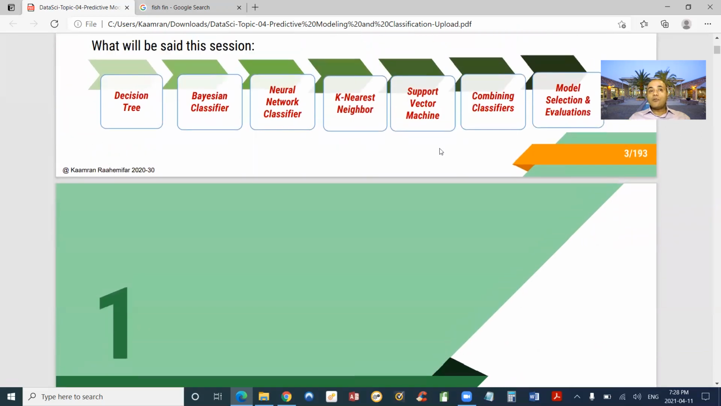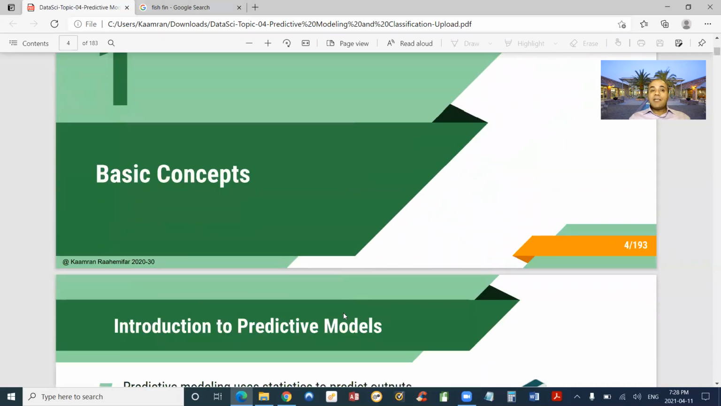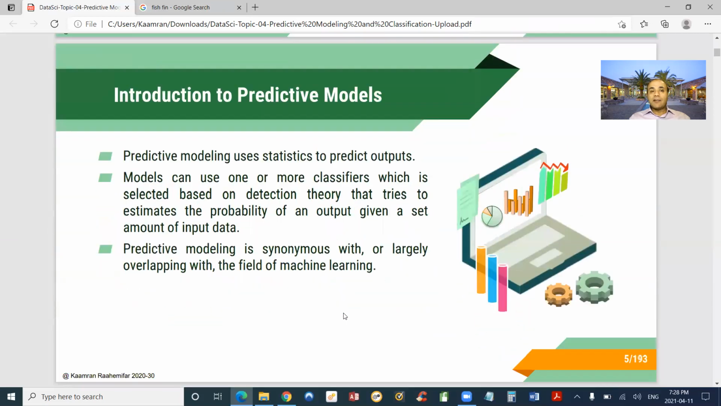What we are going to do in this session: decision tree, Bayesian classifier, neural network, KNN, support vector machine, a little bit of combined classifiers, for example random forest, and then evaluation. Let's begin part 1 of session 7, basic concepts. So let's see what it is.